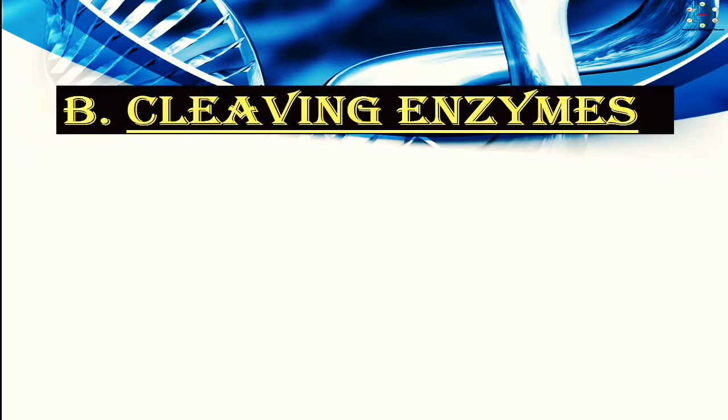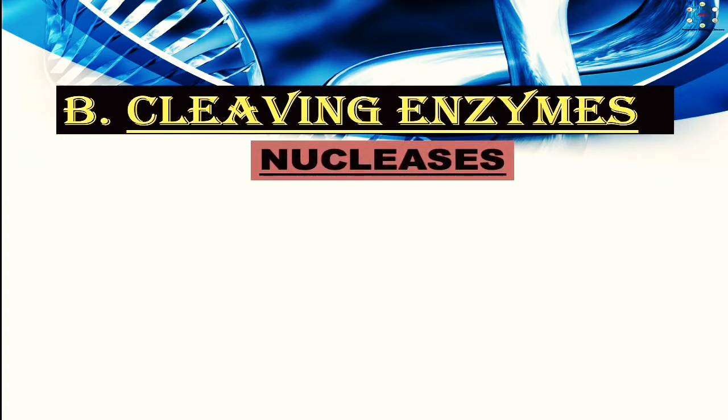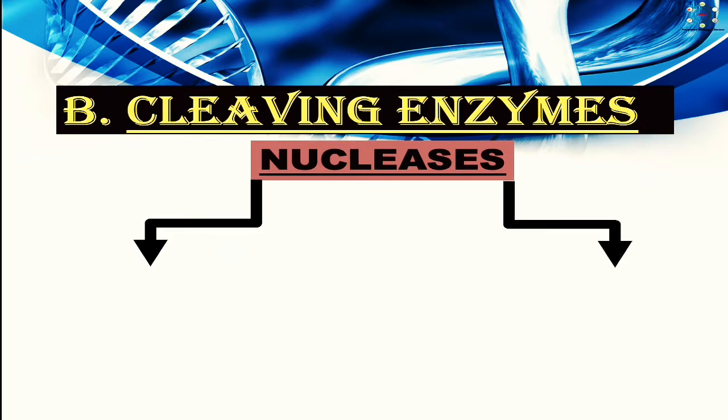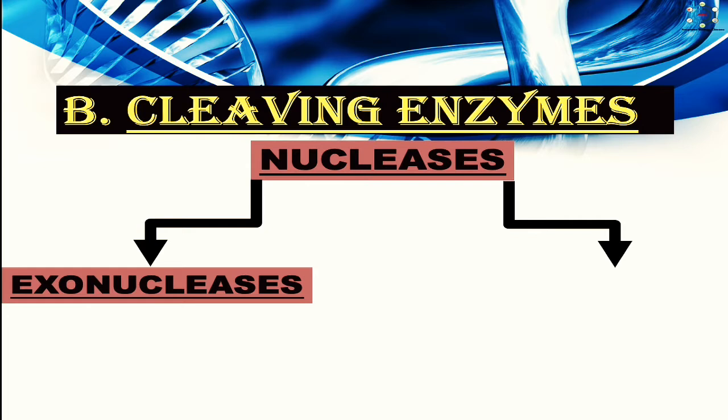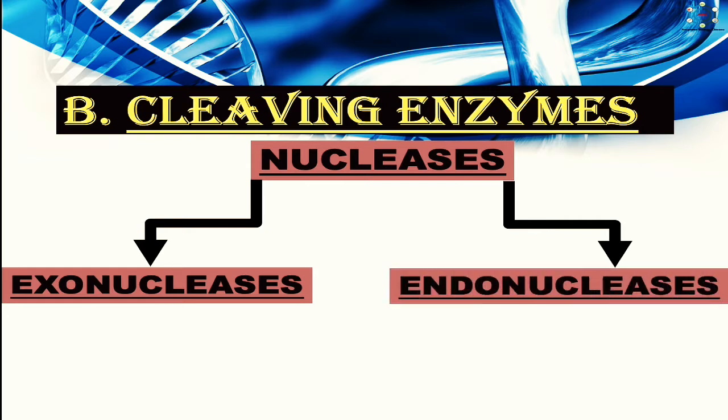Now, the second enzyme is cleaving enzymes. The role of cleaving enzyme is to break the DNA molecule. The main cleaving enzymes are nucleases. Nucleases are of two types. The first one is exonucleases, which cleave DNA at the terminal end. And the second is endonucleases, which cleave DNA in the middle region.